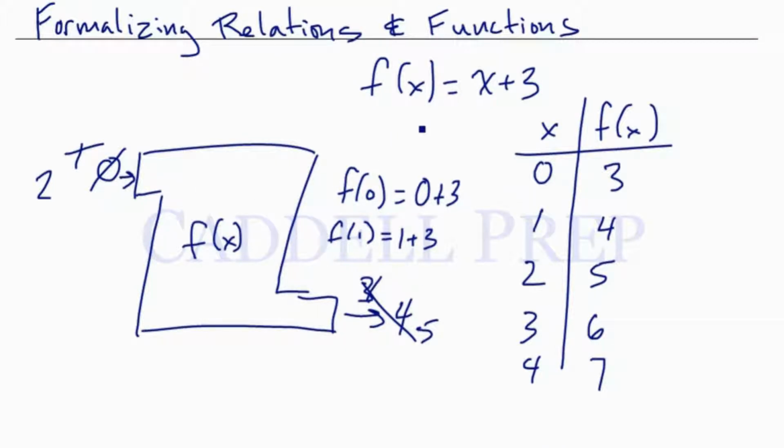So for a function, we put in an x value, and we end up with a y value or an f of x value. So that's important for functions, is that when we put in an x value, we get at most one value for the function. So when we put in 0, it's not 3 or 5, it's just 3.